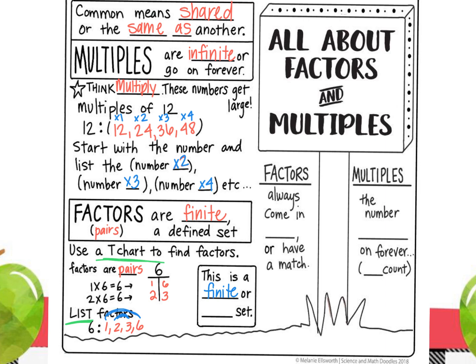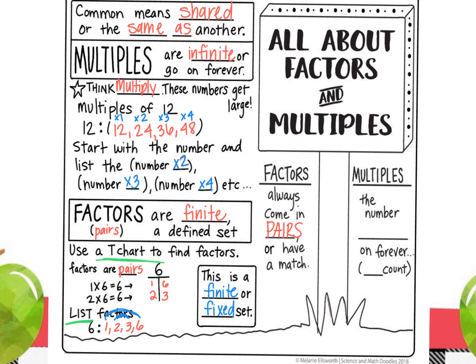Now, this is a finite or fixed set. That means that there are no other numbers that make up 6 that are whole numbers. Okay? So there are no other whole numbers that will make 6. So this is a fixed set. Okay, now, when I'm looking at factors, over here on the side, it says factors always come in pairs. But where's the pair? You have to get the pair, or have a match. So they come in pairs, or in other words, they just say they have a match.